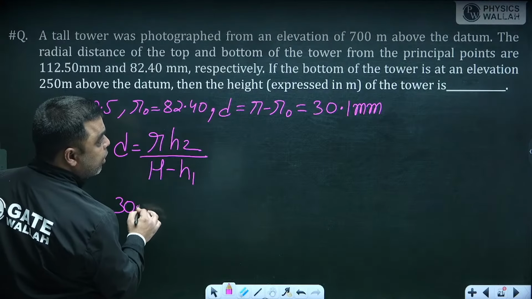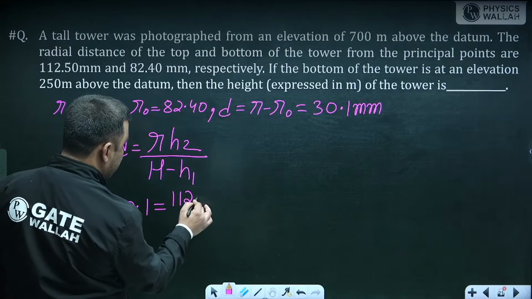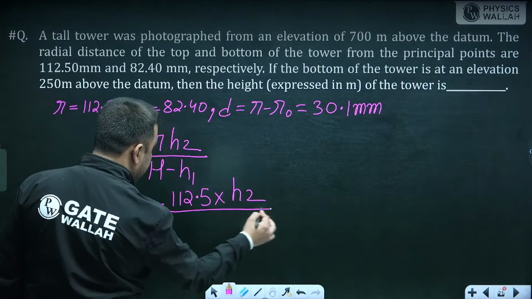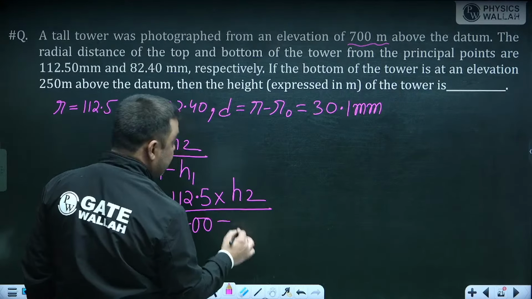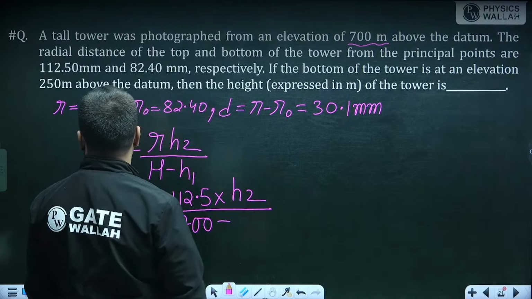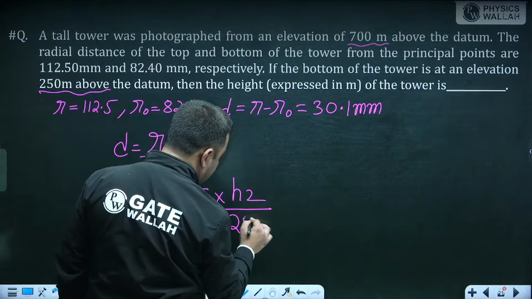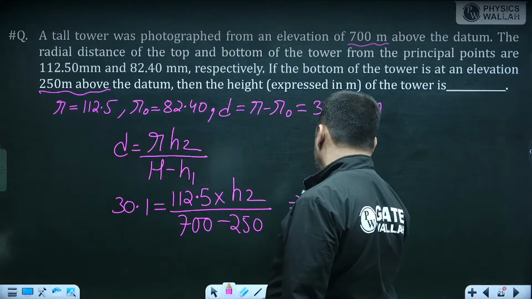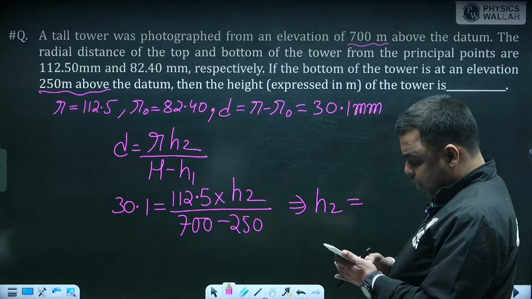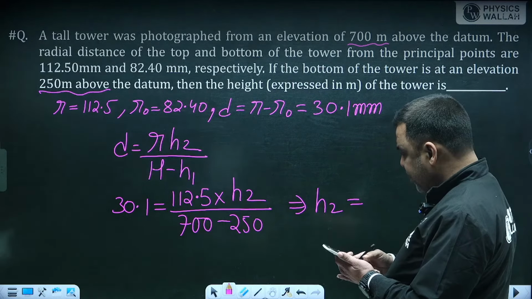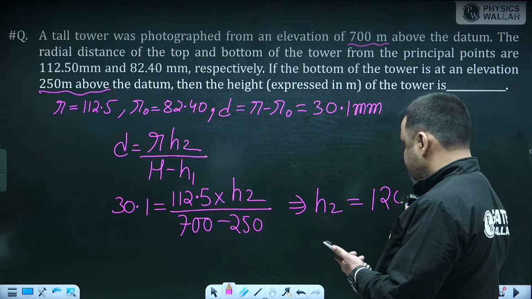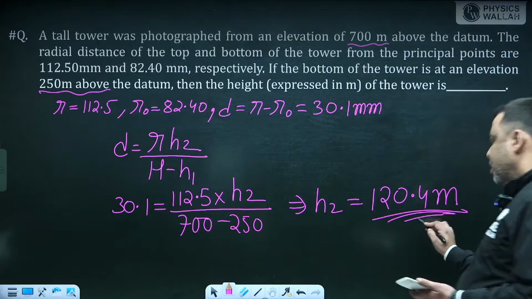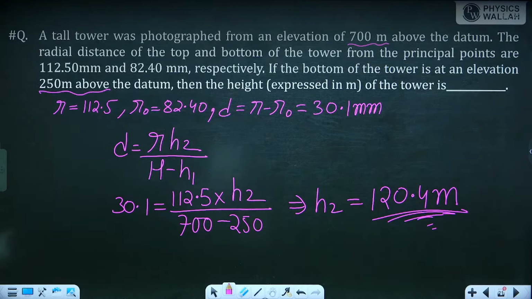So, 30.1. R is 112.5. H2 we need to calculate. H given in the question is 700 meter above the datum. H1 given in the question is 250 meter above. So if we solve this, H2 would be 30.1 into 450 divided by 112.5, that is 120.4 meters. Is this the answer coming?